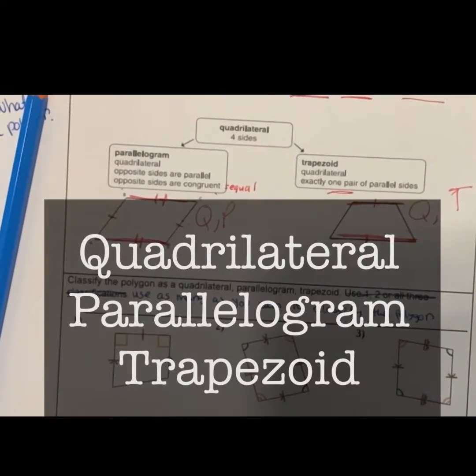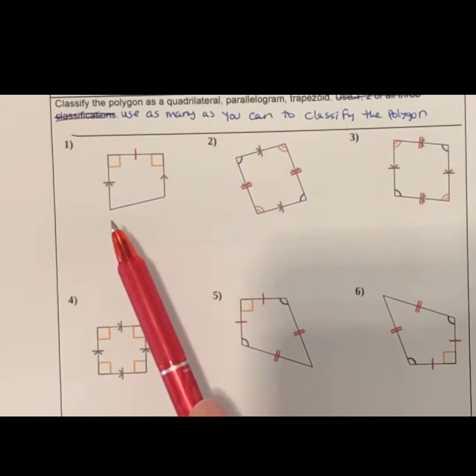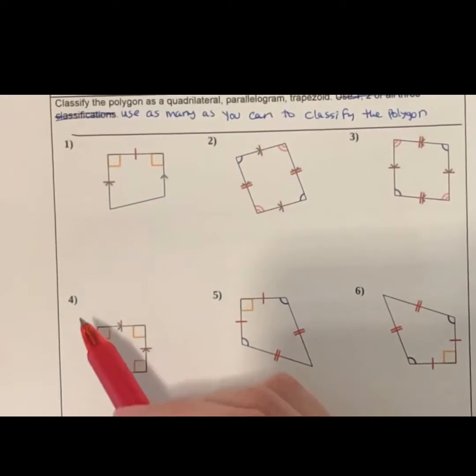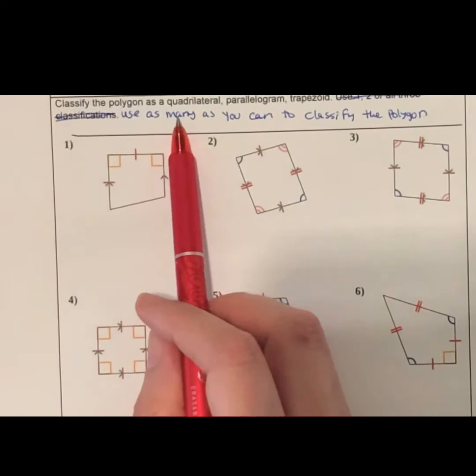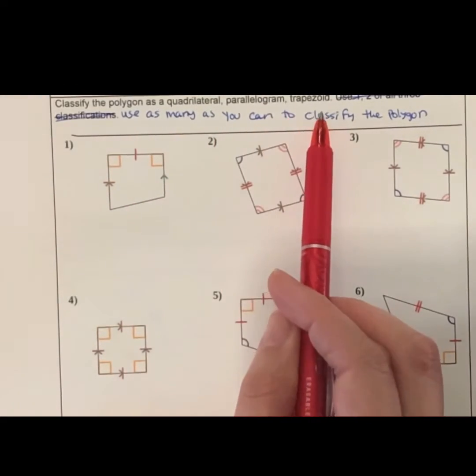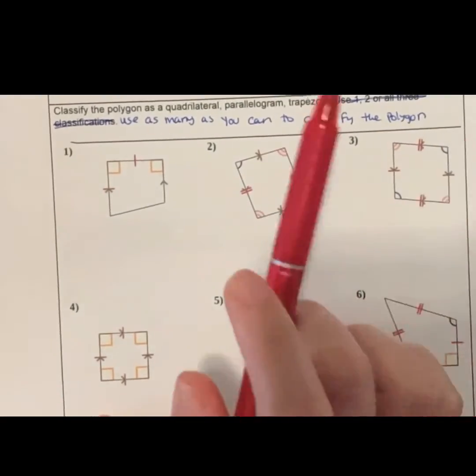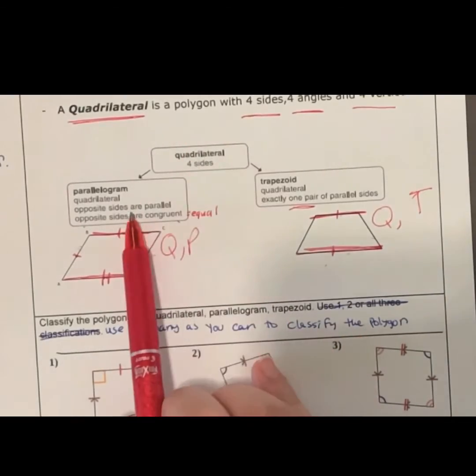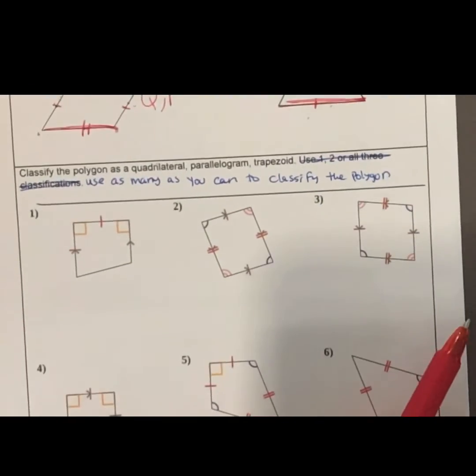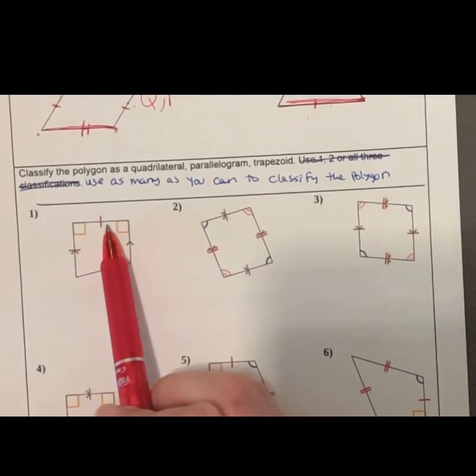So today, you're going to classify your shapes into quadrilateral, parallelogram, or trapezoid, or as many as you can fit in. So let's look at this example. Classify the polygon as a quadrilateral, parallelogram, trapezoid. Use as many as you can to classify the polygon. Well, let's see. We're only going to use these 3 first. So let's see. Is this a quadrilateral? Let's start with the first one.